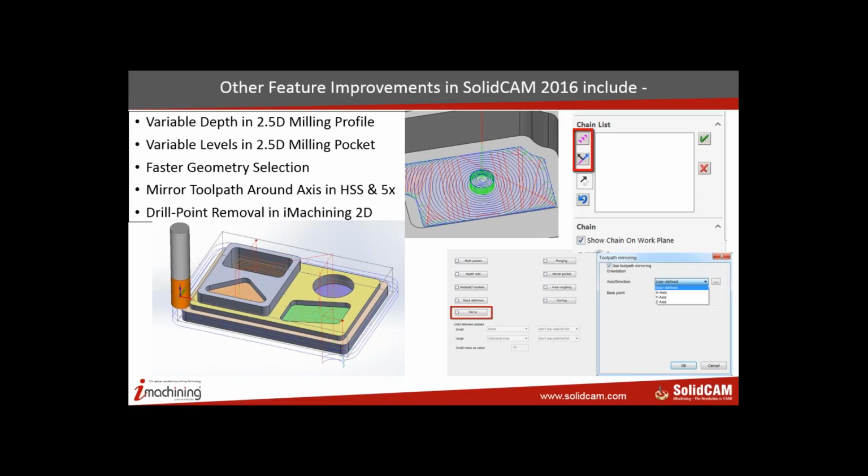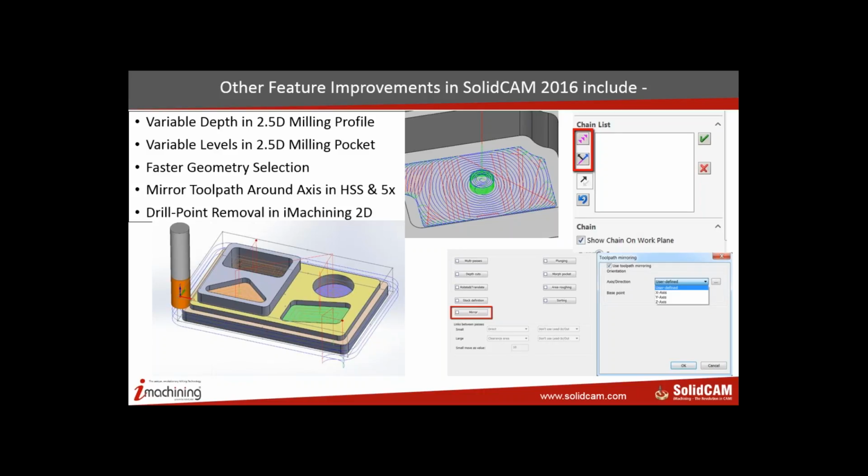It's a time saver in programming. It also reduces the amount of operations in your feature tree. And moving on from that, we have also got the option of now having variable levels in the 2.5D milling pocket strategy. The difference between that and what already exists is that not only can you have variable depths in your pocket, you can also start from variable heights. So you can have several heights and several depths of pocket on the same strategy.